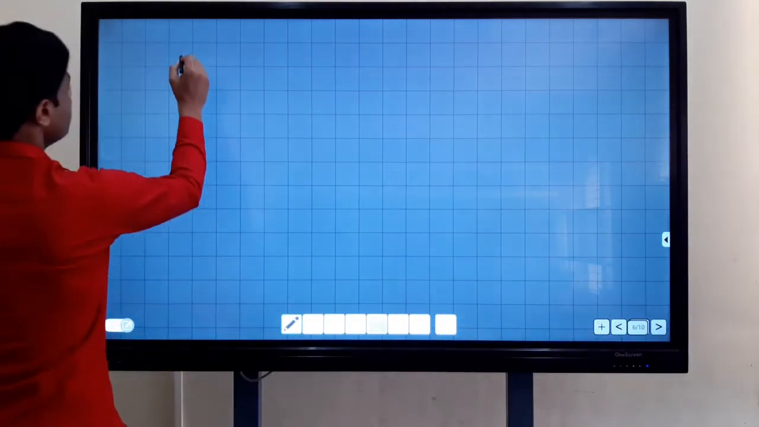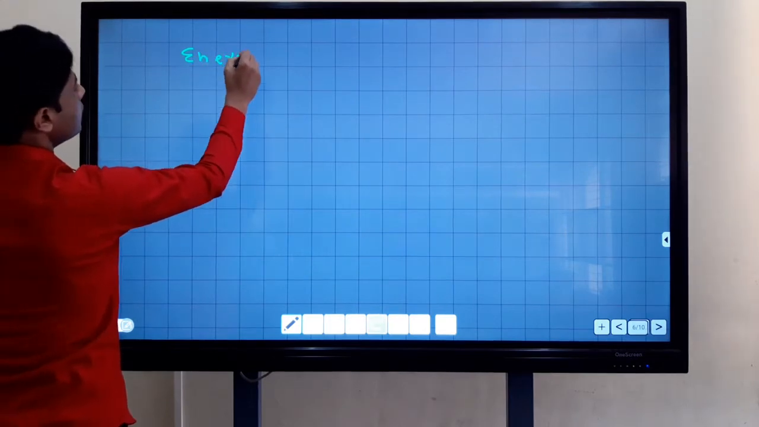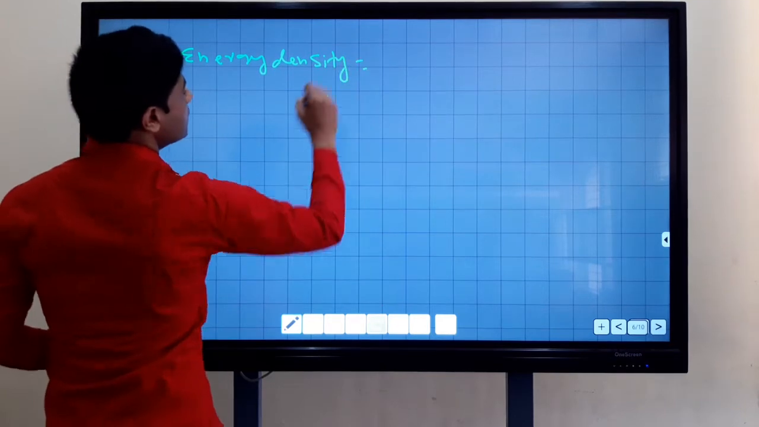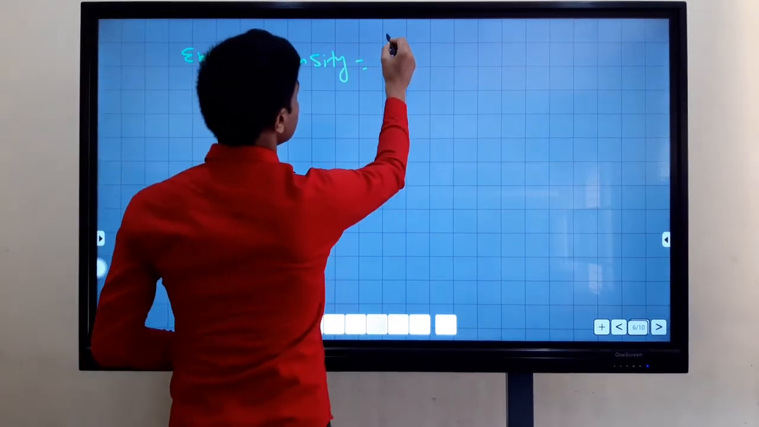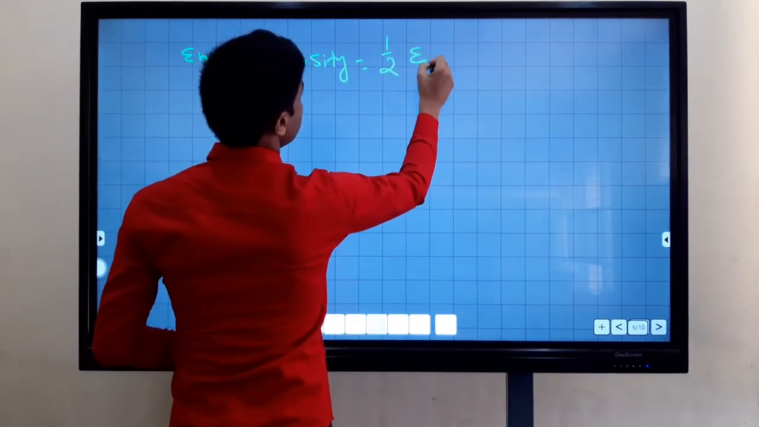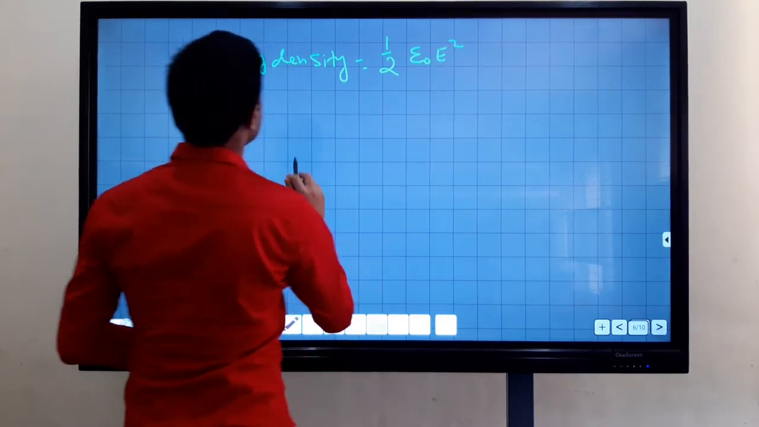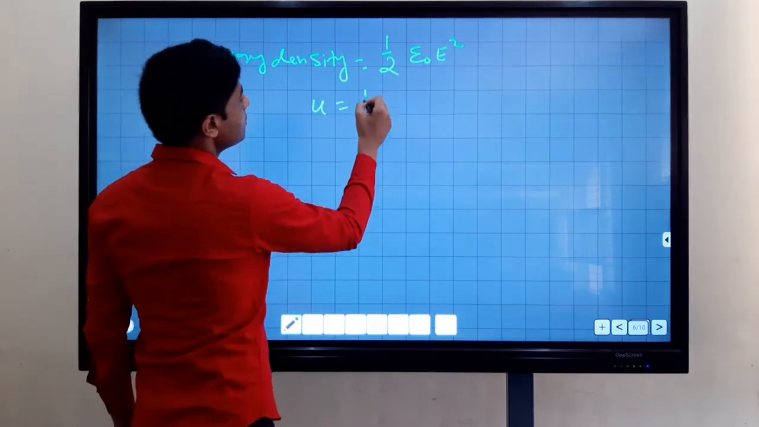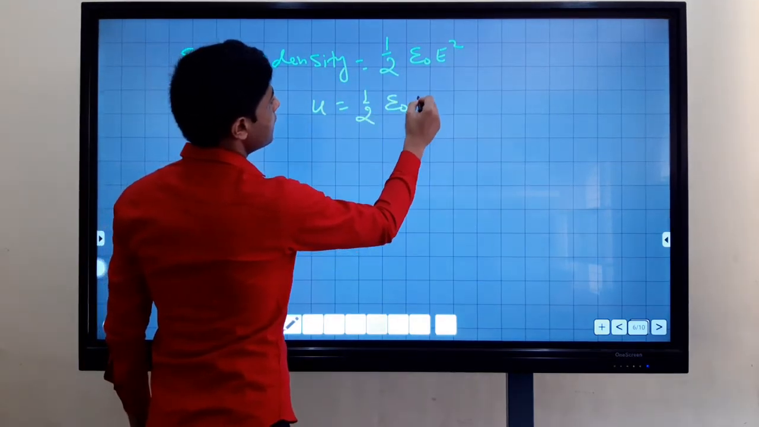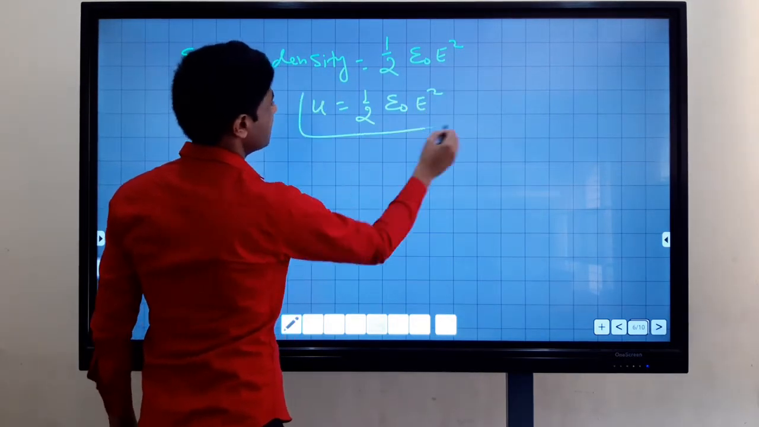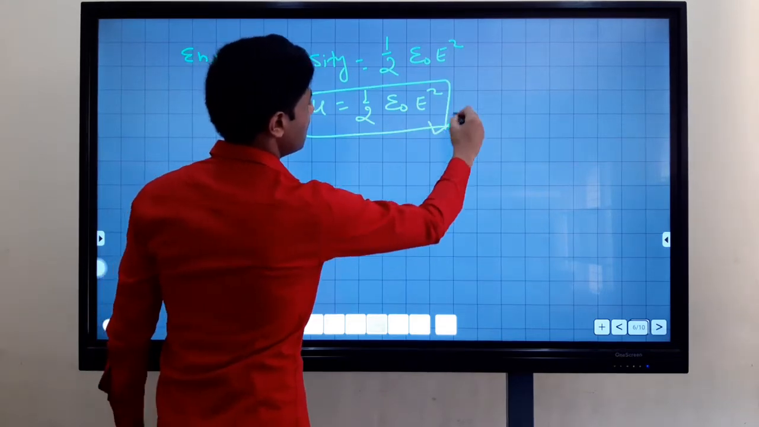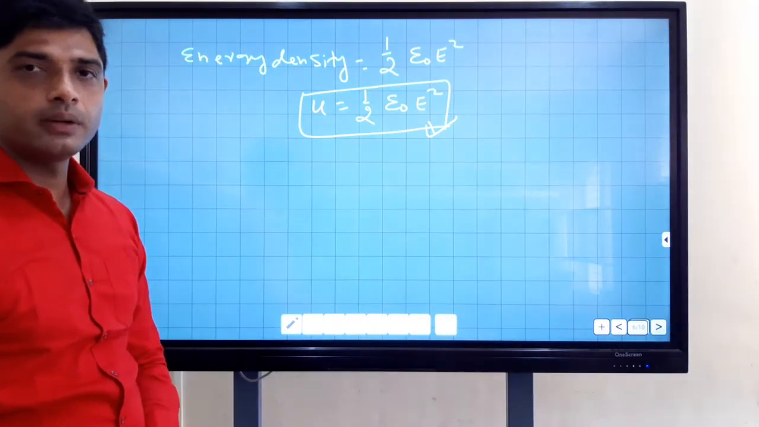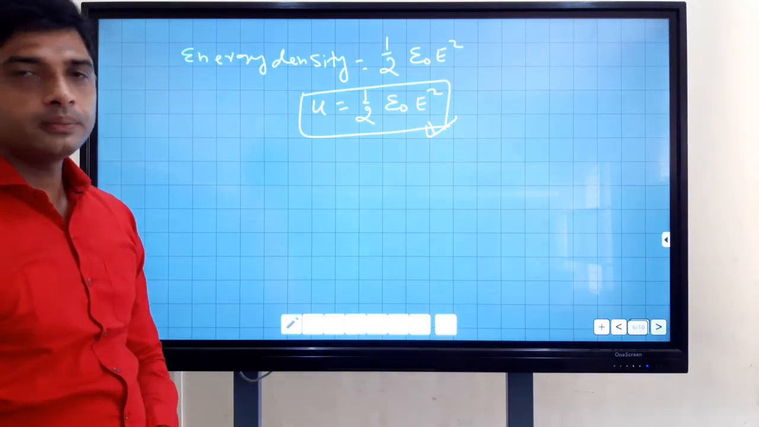Okay, it means energy density equals 1 upon 2 epsilon naught E square, and the symbol of energy density is small u. So u equals 1 upon 2 epsilon naught E square. Okay, I hope you understood this derivation. This is very important for your board exam.